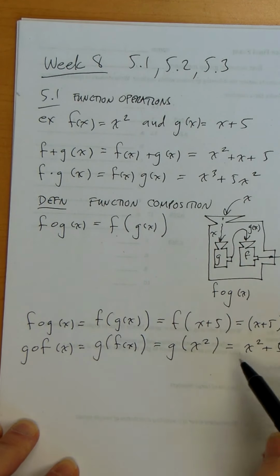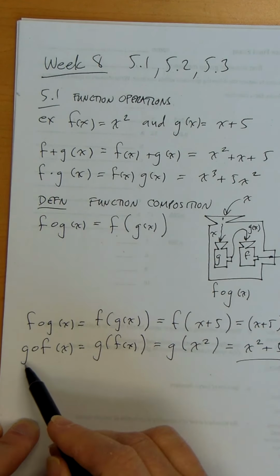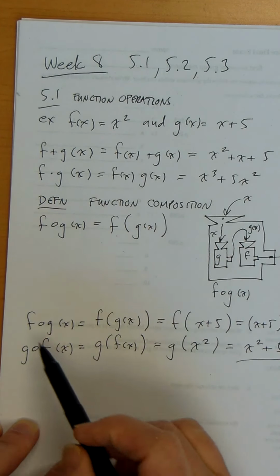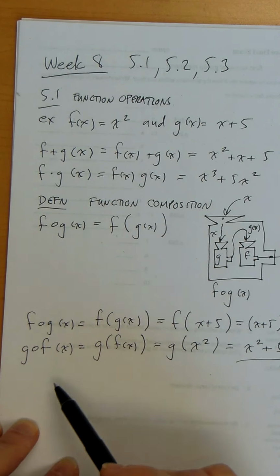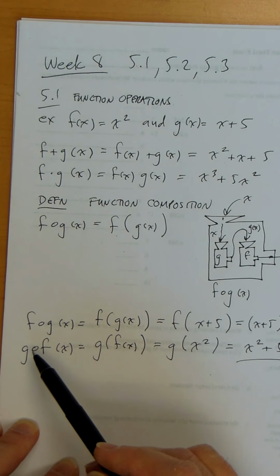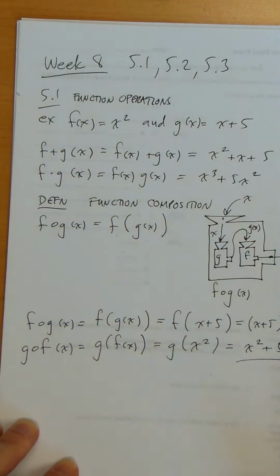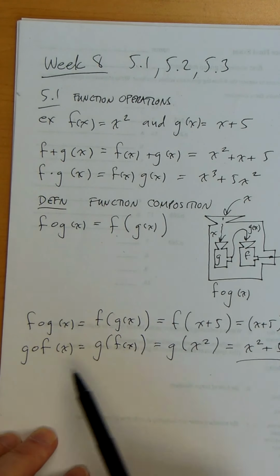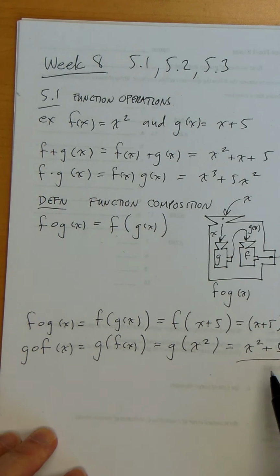Note that the function formula for g composed with f of x is not the same as the function formula for f composed with g of x. In general, composition is an operation that is not commutative. You can't assume that f composed with g will be the same as g composed with f. Another way of thinking of that is the order in which you do these functions can impact what the final output is.